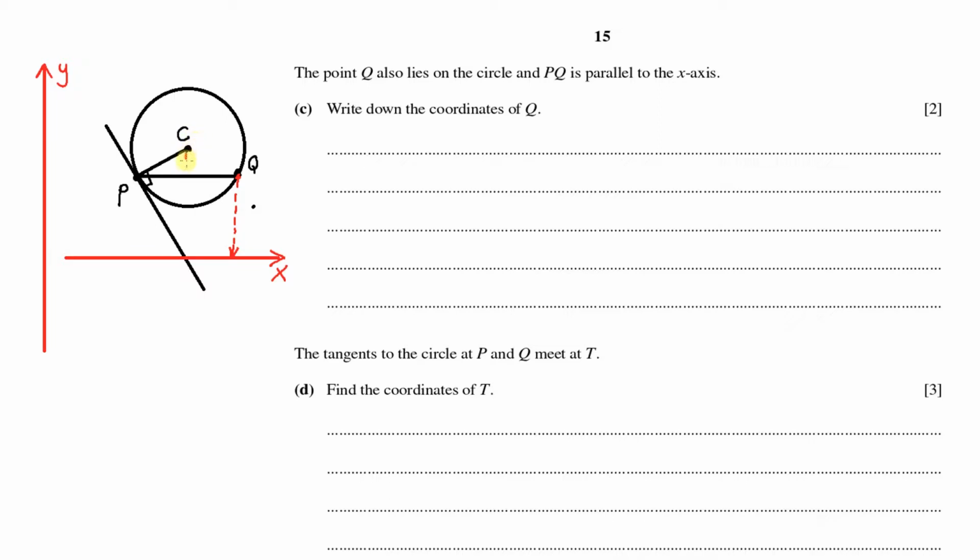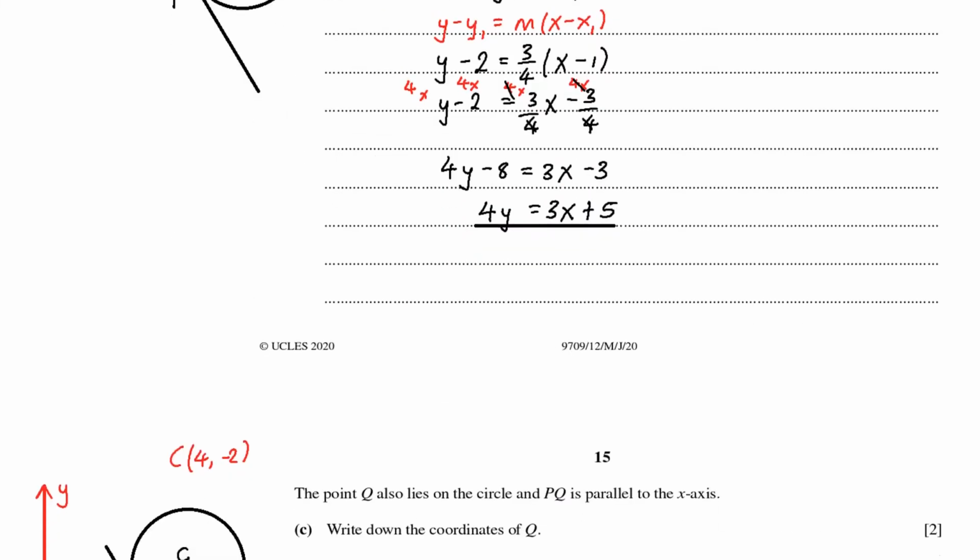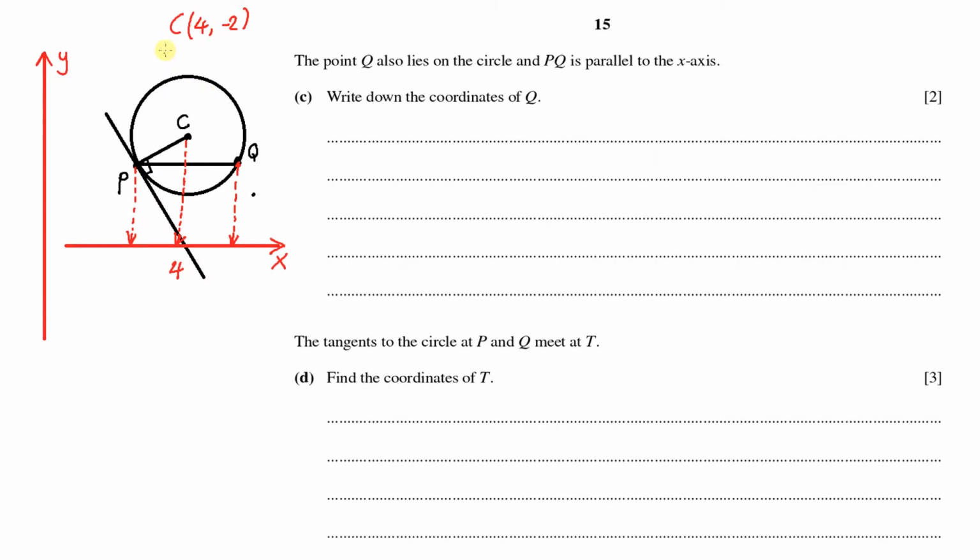And we know the x coordinate of C, the center. Remember the coordinates of the center, C, are 4 and minus 2. So the x coordinate of C here is 4. And for P, we've been given that the coordinates of P are 1, 2. So P is 1, 2, so the x coordinate is 1.